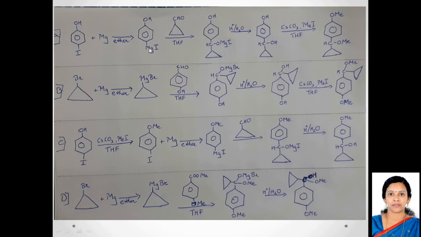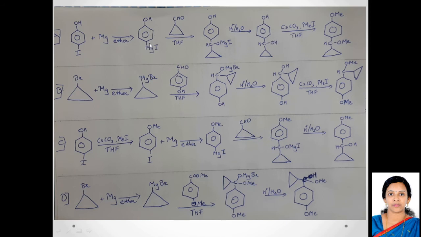So the magnesium which is slightly positive will attack the oxygen which is negative, and we'll get the OMgI, and the carbon here is partially negative. So this carbon will attack the positive carbon here. So we'll get a compound like this. And this on hydrolysis will hydrolyze the O-MgI bond and we'll get OH. So this is just one reaction basically.